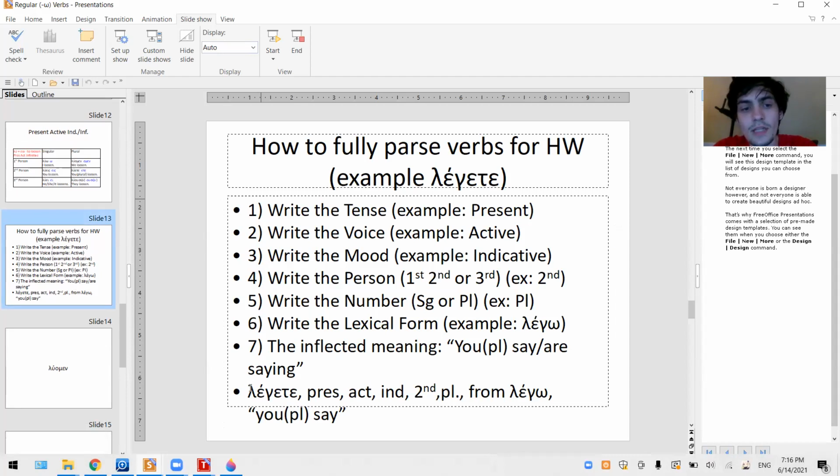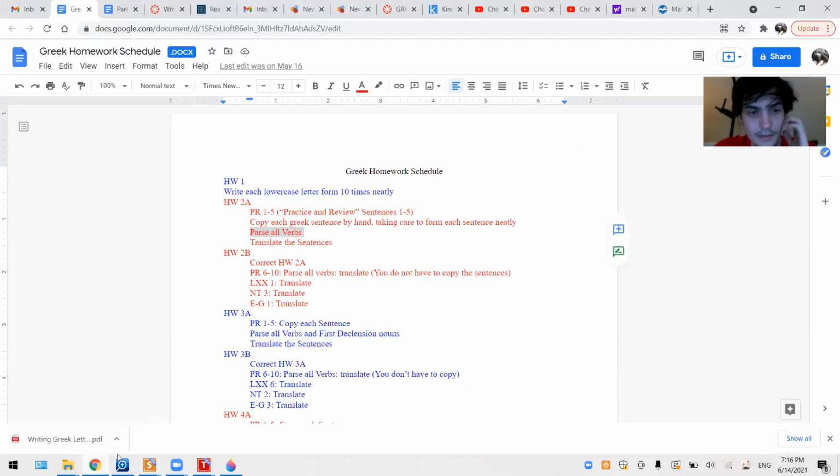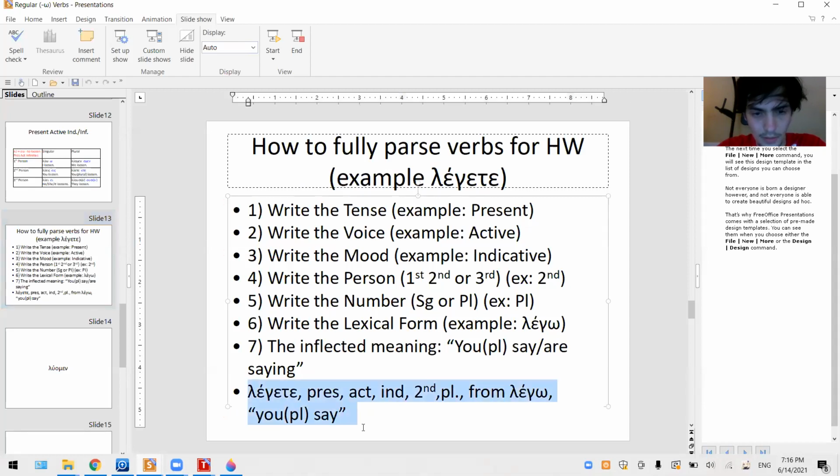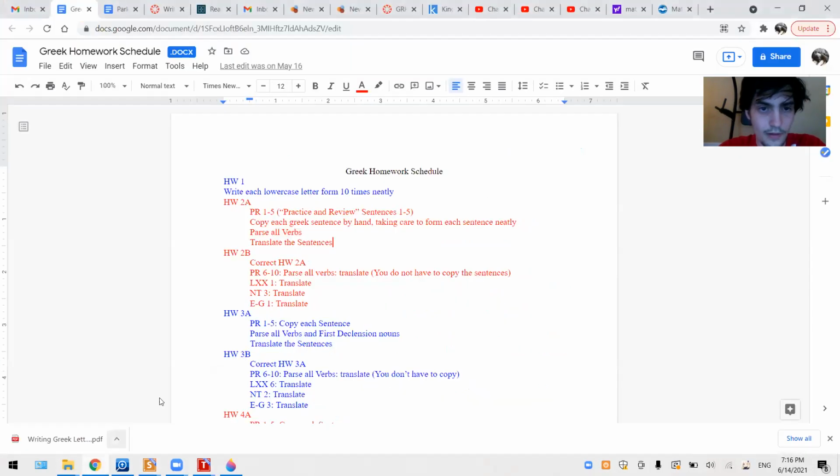I recommend writing 1 through 7 until you get used to the lexical form and its inflected meaning, until you really have those down, if you really know those verbs. If you're not familiar with the verb, I would recommend writing it. And write that parsing that you see here at the bottom after each verb. And do this for sentences 1 through 5 for the first homework. And for the second, I will be offering corrections to the homework, which you can look at and then grade yourself. And then more sentences for the next homework.